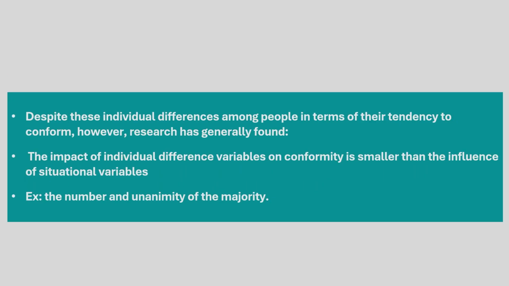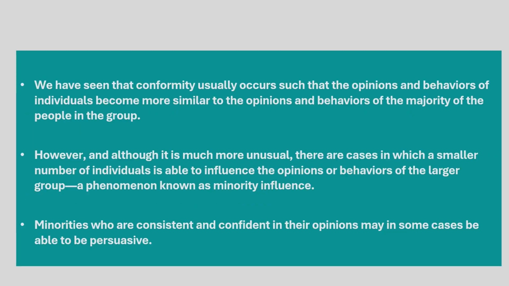Despite these individual differences among people in terms of their tendency to conform, however, research has generally found the impact of individual differences on conformity is smaller than the influence of situational variables, so the number and the unanimity of the majority. We have seen that conformity usually occurs such that the opinions and behaviors of individuals become more similar to the opinions and behaviors of the majority of the people in the group.